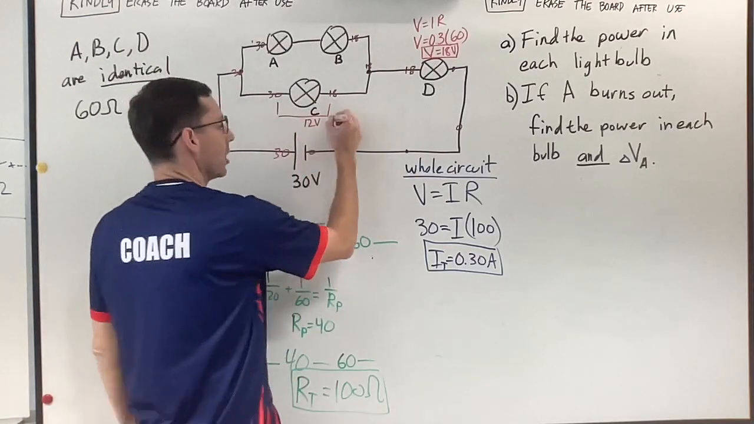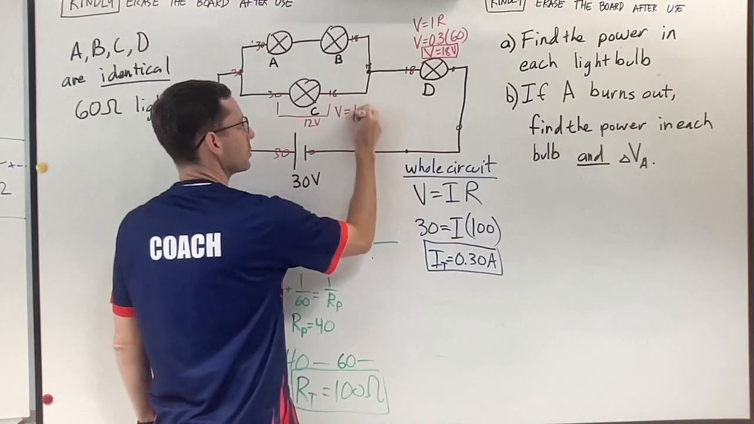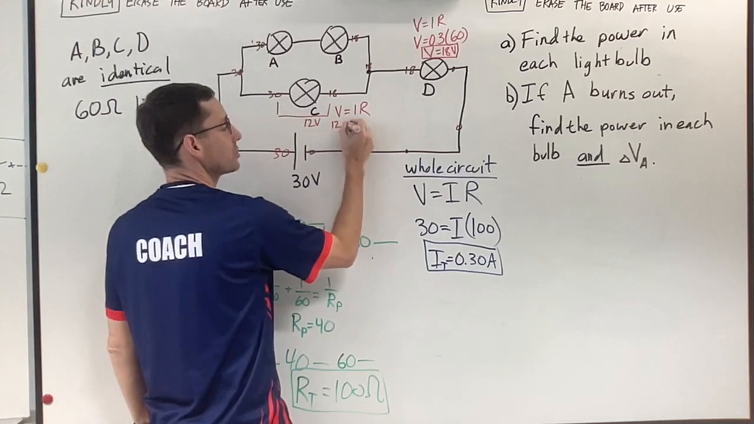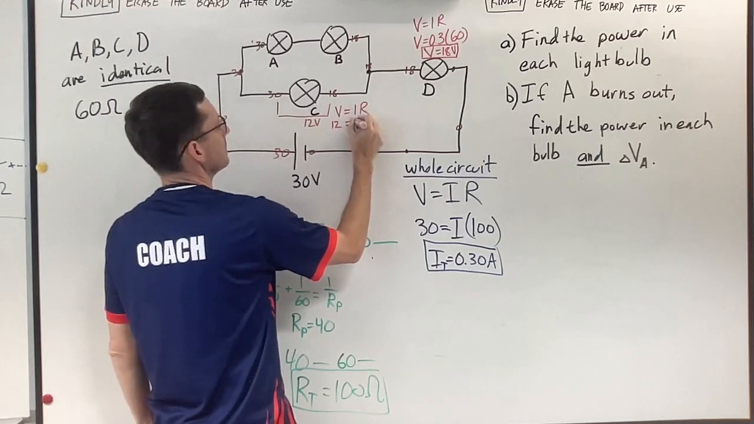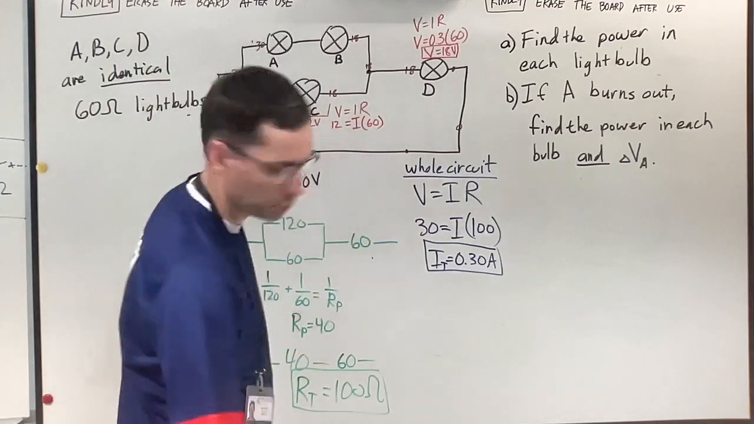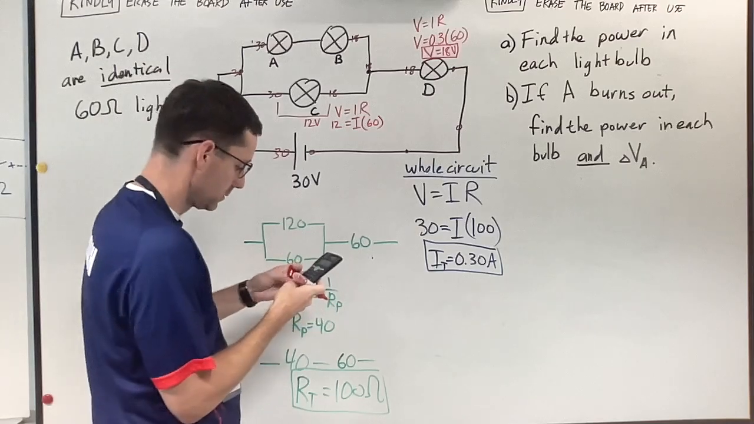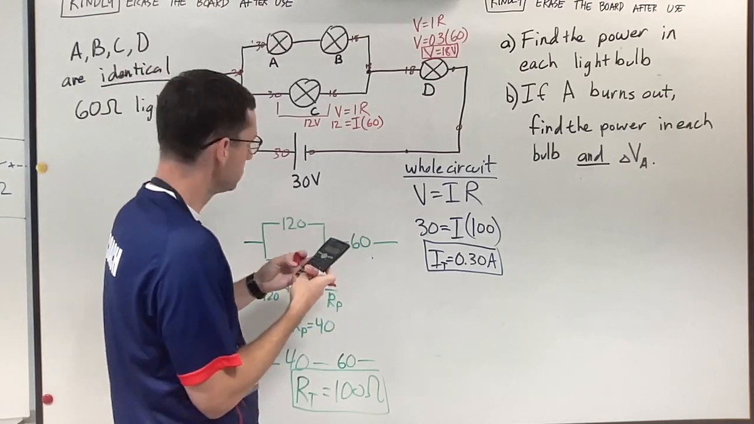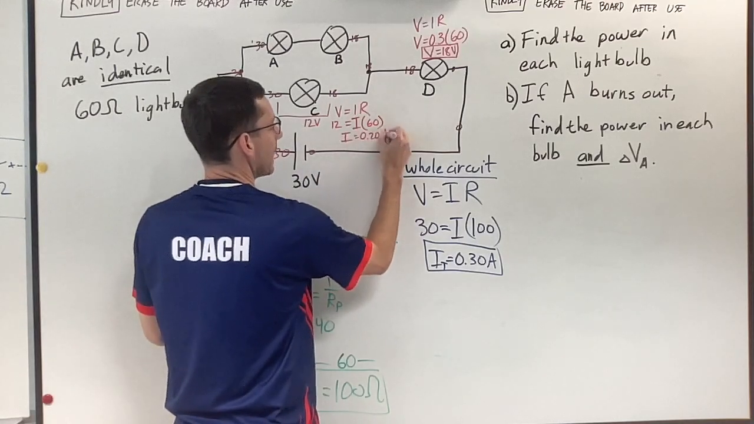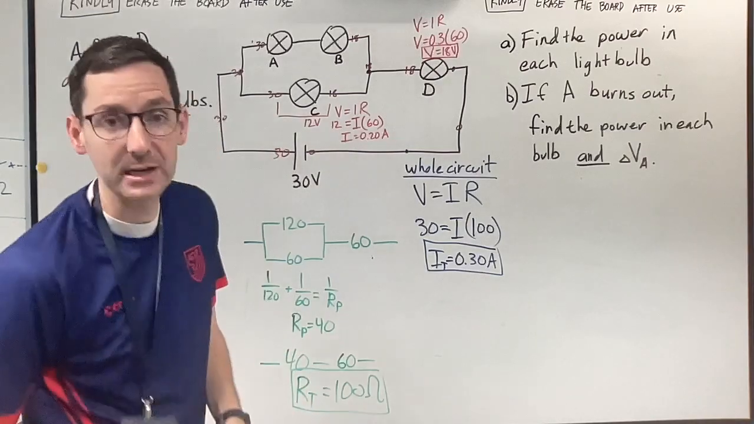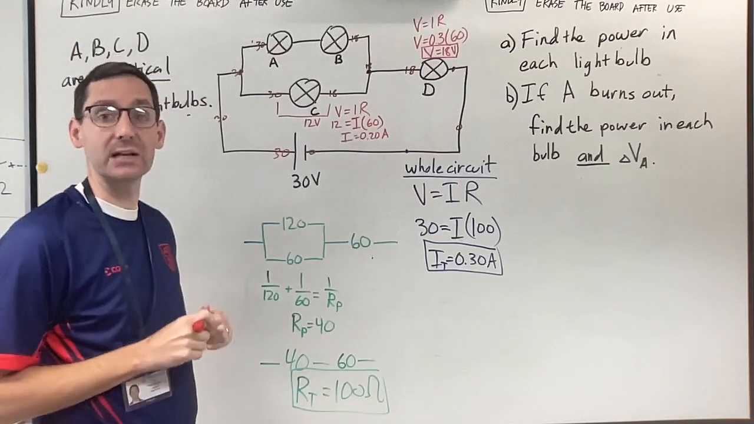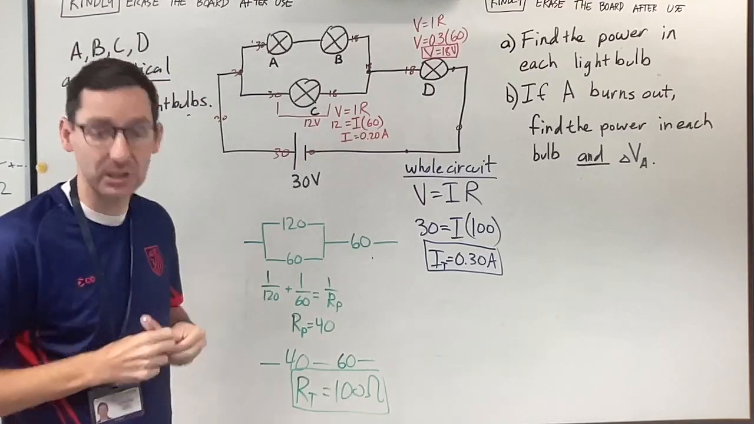So now I can go V equals IR. The V across C is 12 volts. The current, I can find that now because the R is 60. So I can go 12... Actually, I don't even need that, do I? The current there is 0.20 amps. But the reality is I don't even need it. I actually have everything that I need now in order to be able to answer the question, which is the power in each light bulb.